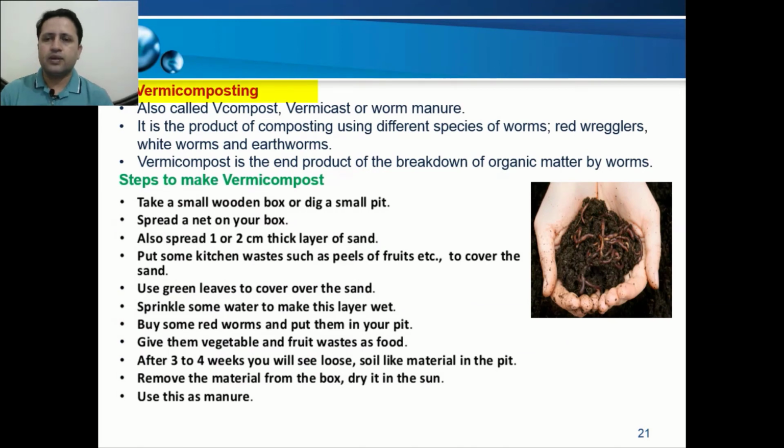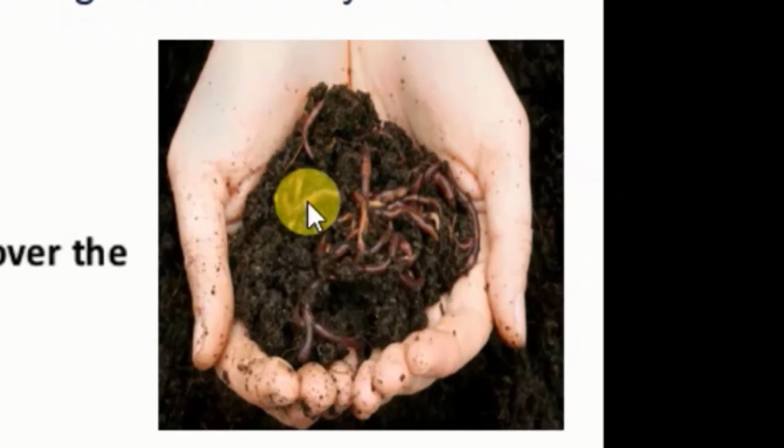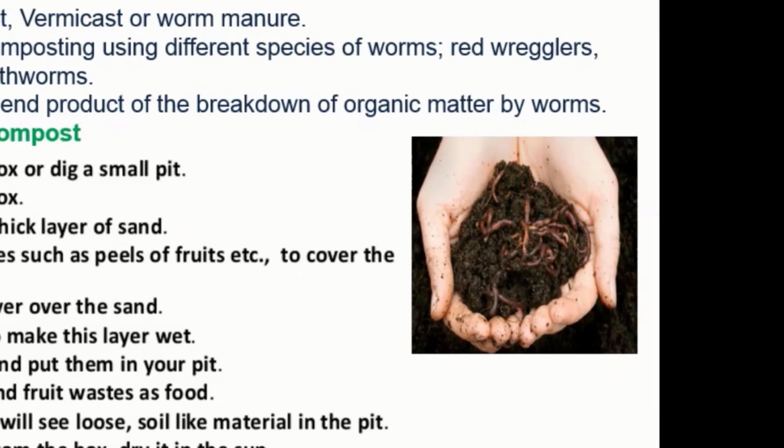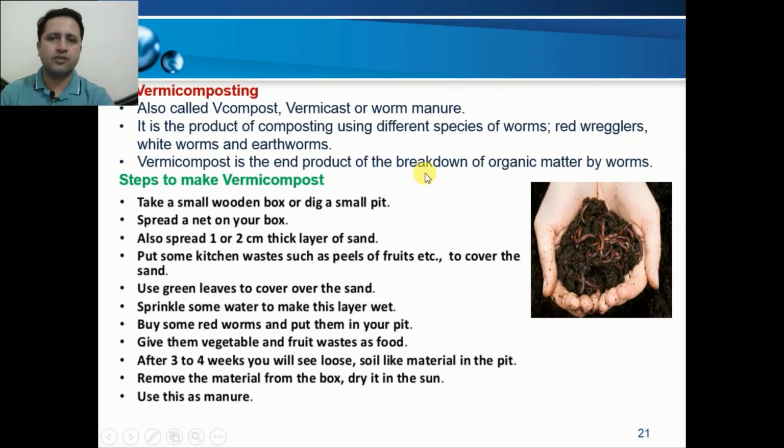The third important type of composting is vermicomposting. In vermicomposting, we use different worms, and it is also called V-compost, vermicast, or worm manure. Here you can see in this diagram, in compost you can see different worms, and vermicompost is the end product of the breakdown of organic matter by worms. The steps to make vermicomposting are presented here.